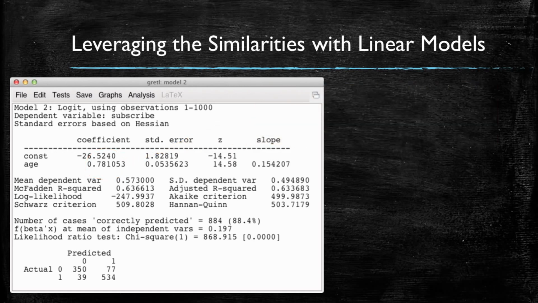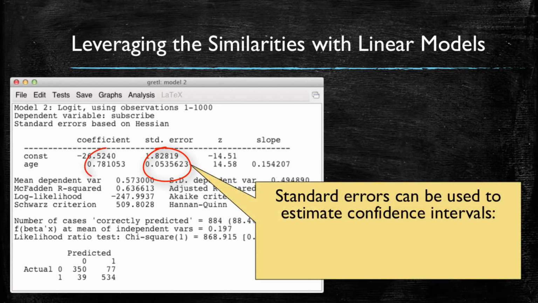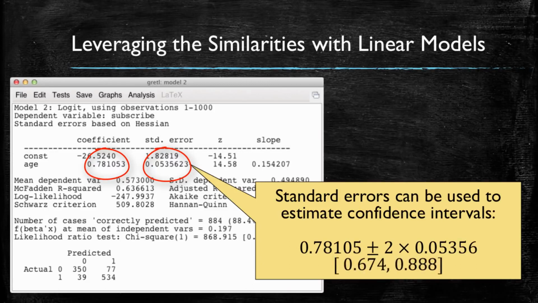We also have at our disposal the standard errors. And as we did with linear models, we can use the standard errors to compute confidence intervals for the coefficients. In the case of age, the coefficient is 0.781, so we can add and subtract 2 times the standard error of 0.0535, and we end up with the confidence interval for the slope of age that goes from 0.674 to 0.888. However, this is as much as we can do if we think that these are similar to linear models.